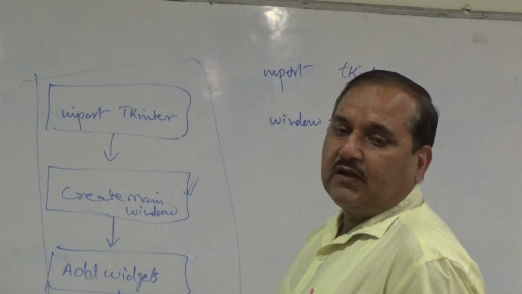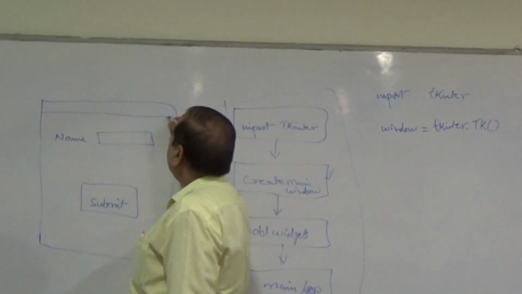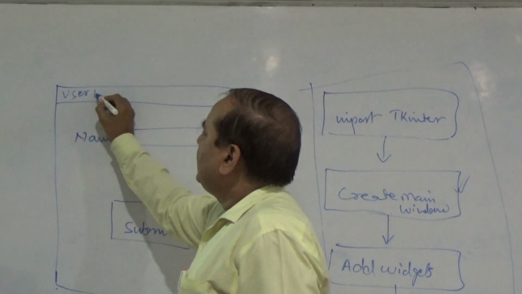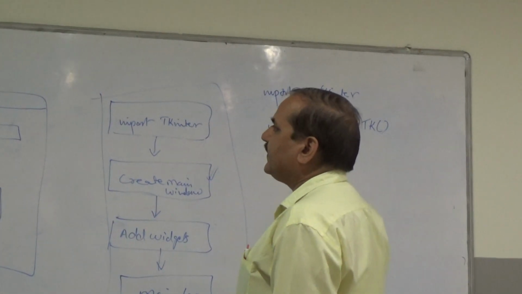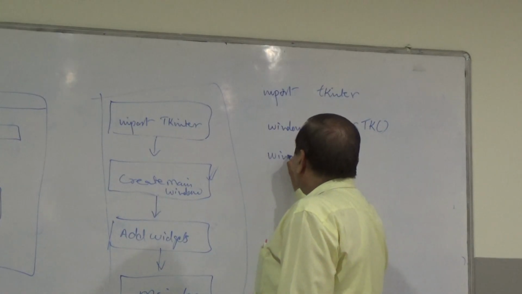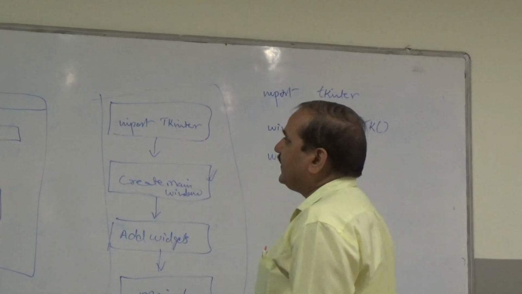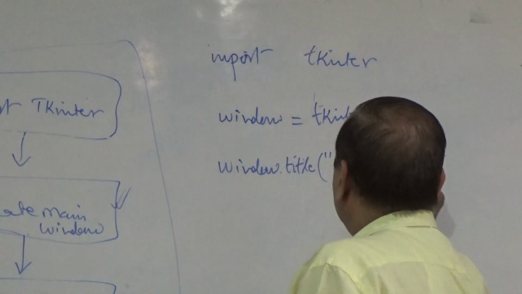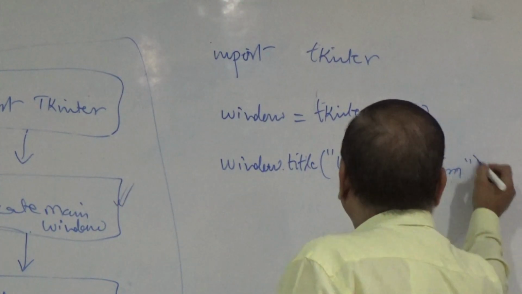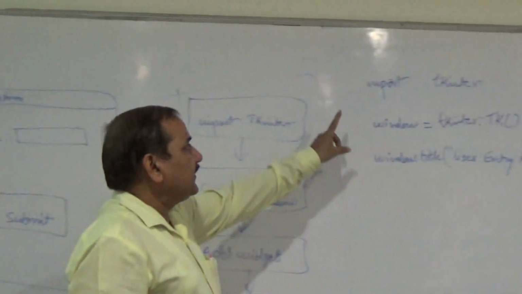But if I want to write the title of the window, its title means where? This place. The title is user entry form. So for that purpose, we write window dot title equal to, title within brackets, whatever heading you want. So we are going to write user entry form. So this will appear here. Now we have completed our second step.